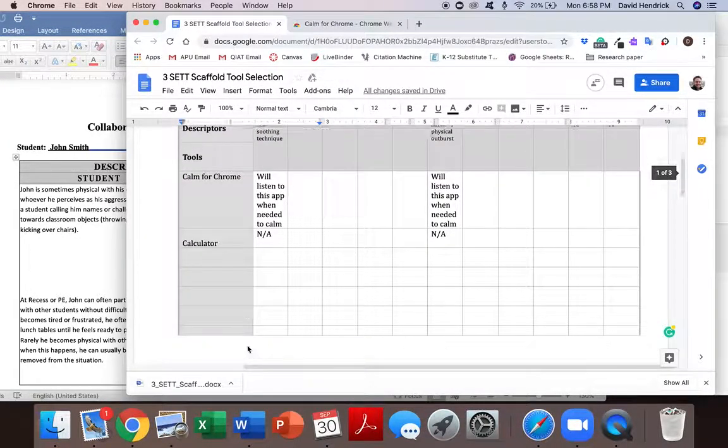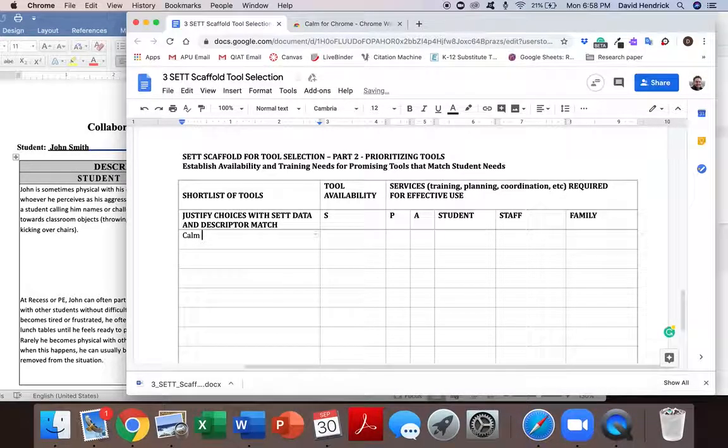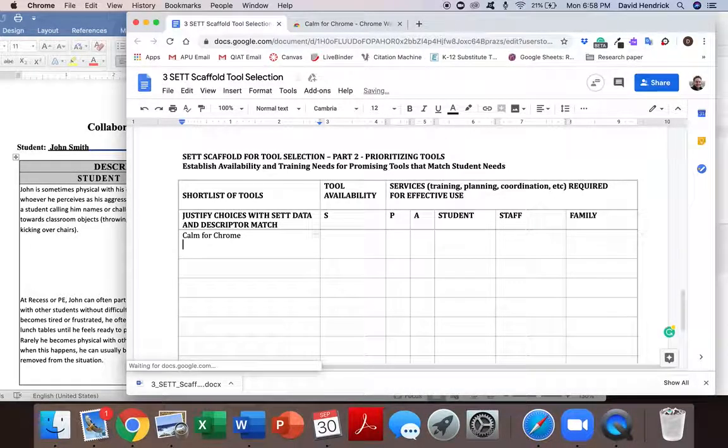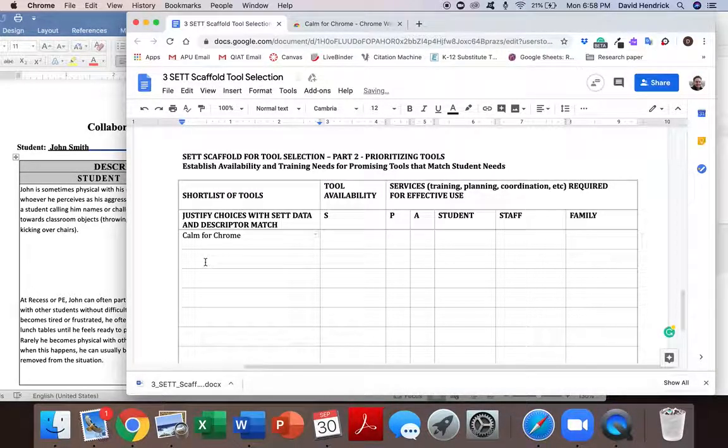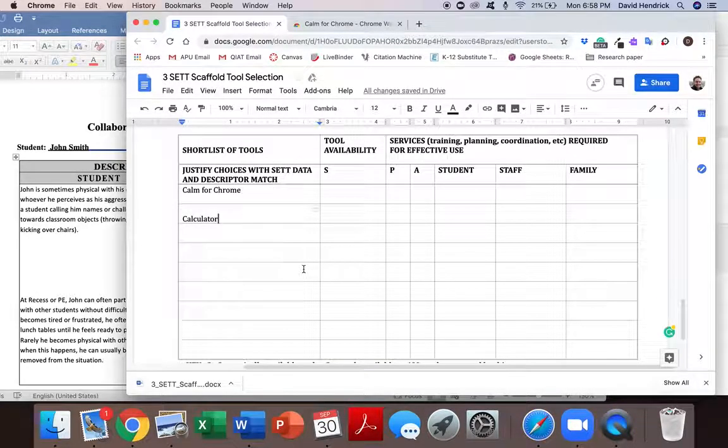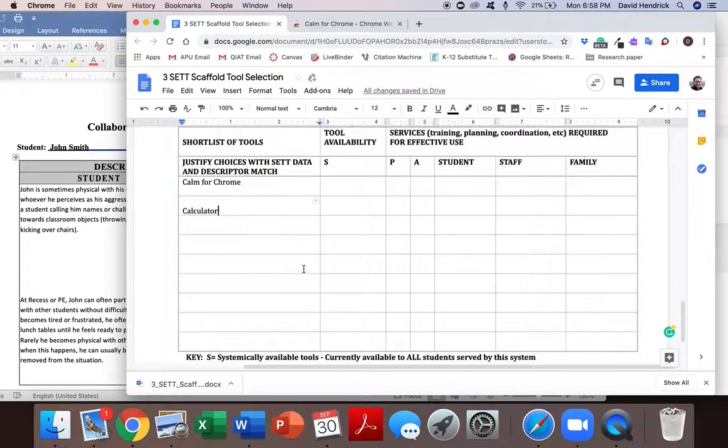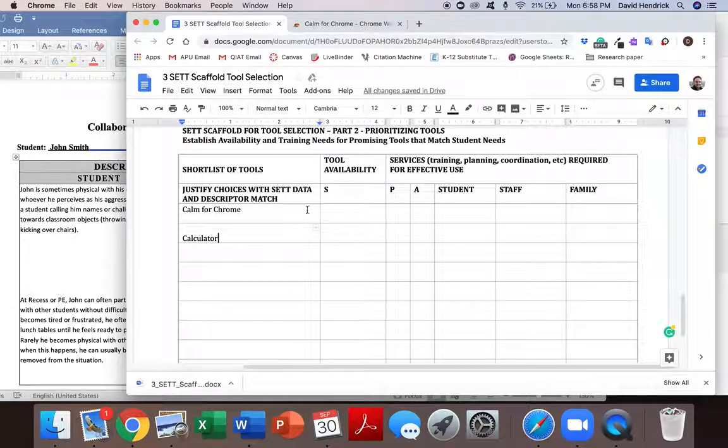So we would do Calm for Chrome, and the other one we said was calculator. I don't know if there actually was a need for a calculator. I'm just going to put that in as an example. And then after we put in these tools, there's essentially 2 sections. We need to talk about the tools availability, which are these 3 columns right here, S, P, and A, and then any training that's needed.